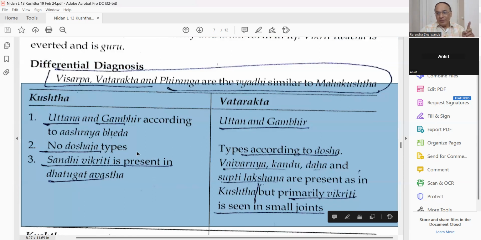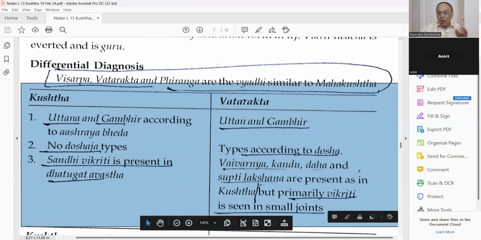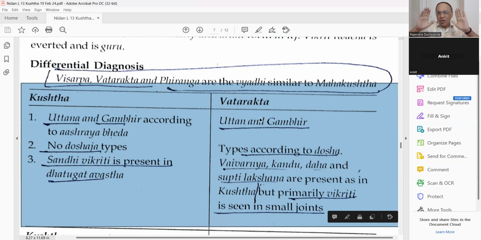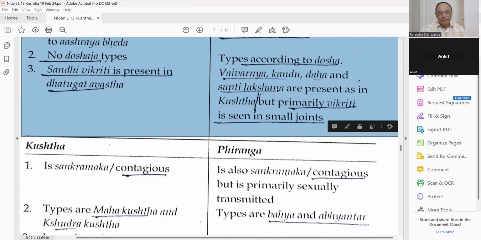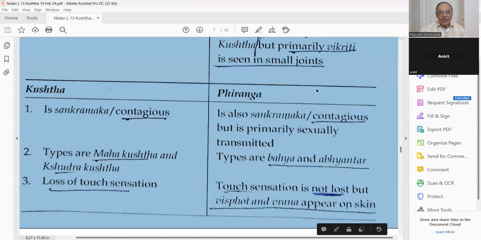Then no Doshaja types in Kushtha. But in Vatarakta, Vataja Vatarakta, Pittaja Vatarakta, Kaphaja are there. Then Sandhi Vikruti is present in Dhatugata Avastha, only at the late stages. But in Kushtha, there is always primarily a skin problem. So Vaivarnya, Kandu, Dah, Sukti lakshanas are present in Kushtha, but primarily Vikruti is seen in the small joints in Vatarakta. Metacarpophalangeal joints are affected. We have already had a lot of discussion on Vatarakta, so please check that video again. Now here is a comparison of Firanga, meaning syphilis.